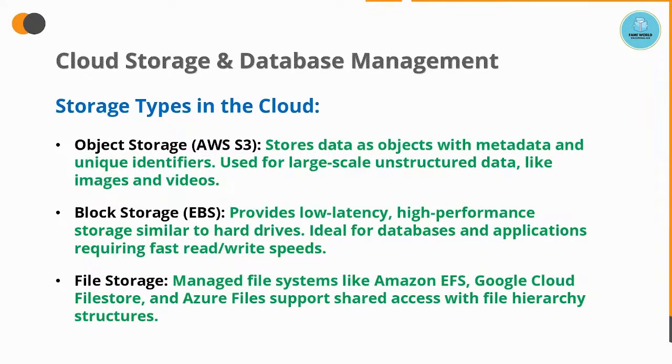When we talk about AWS S3, this is something inside AWS. What is AWS? AWS is Amazon Web Services. There we have the concept of S3. So what is S3? It is object storage. It stores data as objects with metadata and unique identifiers, and is used for large scale unstructured data like images and videos.